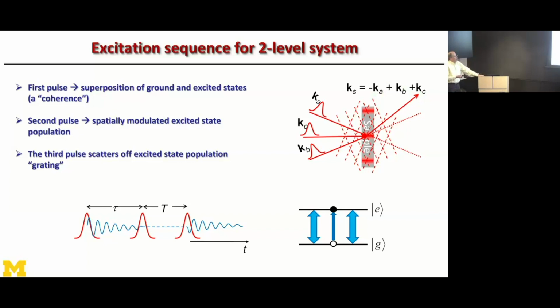Now, this is not new. If we simply put an integrating detector here, and we measure the signal as a function of the delay between Ka and Kb, so Ka will come first, in this sequence we will get what's called a photon echo.